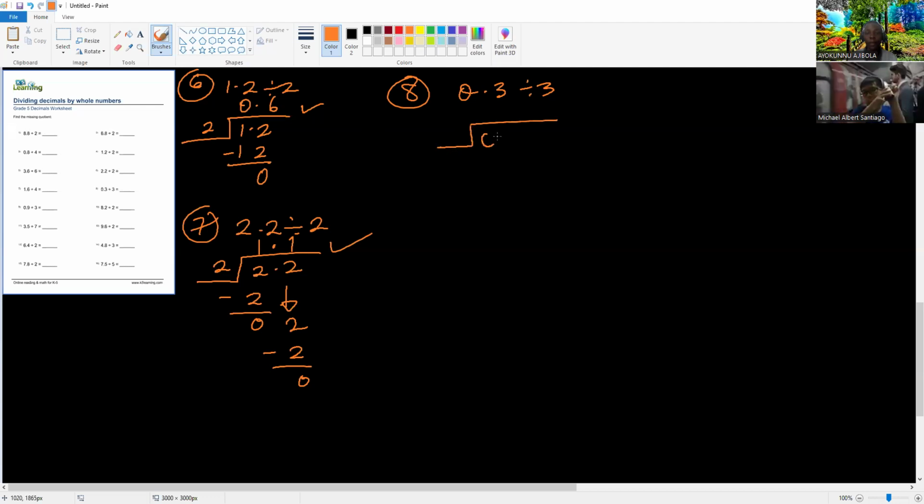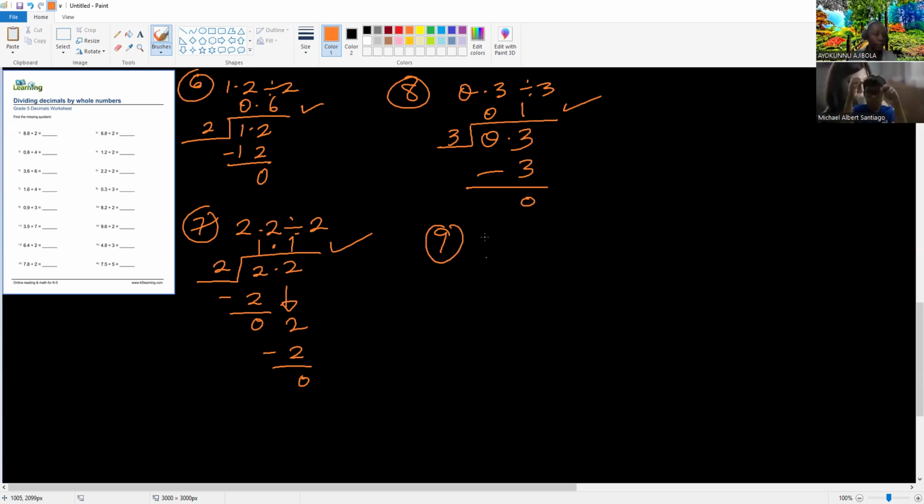Then we have 0.3, we have 3. 3 cannot divide this, then 3 and 3 is 1. So when you multiply, you subtract the 3, that's 0. So your answer is 0.1.